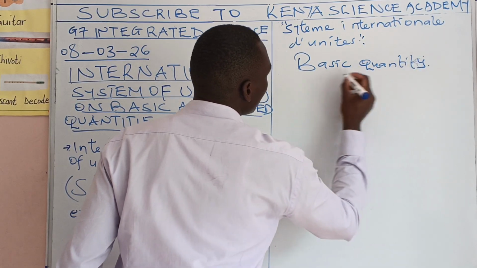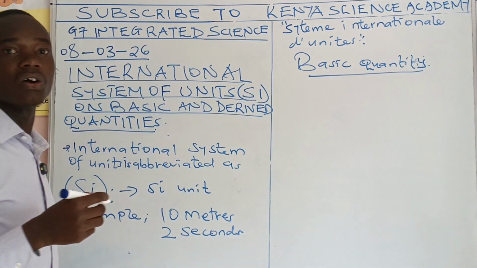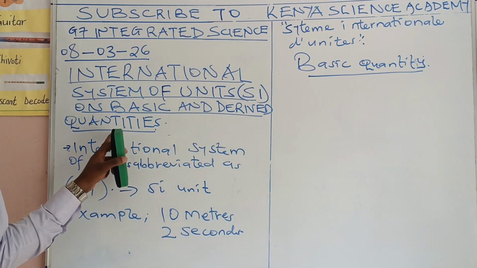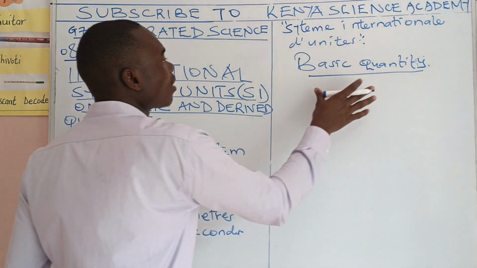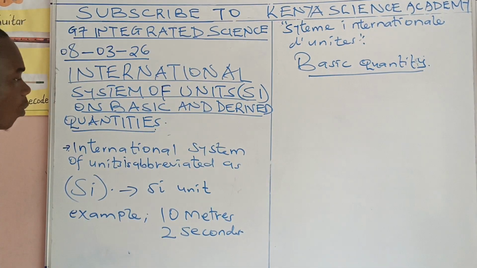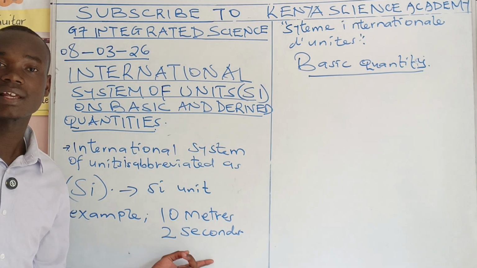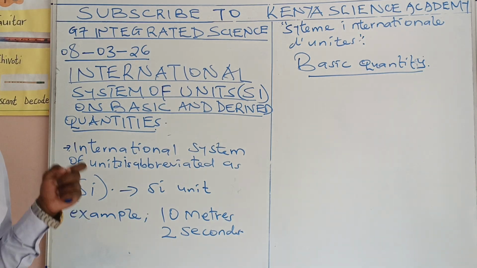Quantity. So we have 2 categories of quantities. We have basic quantities and derived quantities. Now let us begin with basic quantity and see what these basic quantities are, and what their SI units are. That is what you need to understand about this particular lesson.